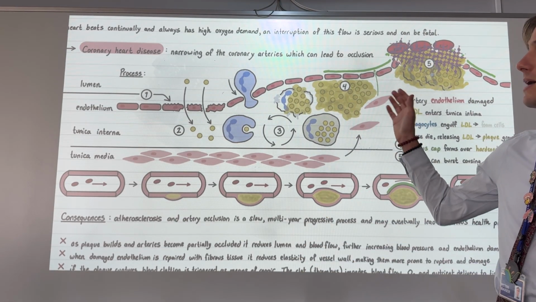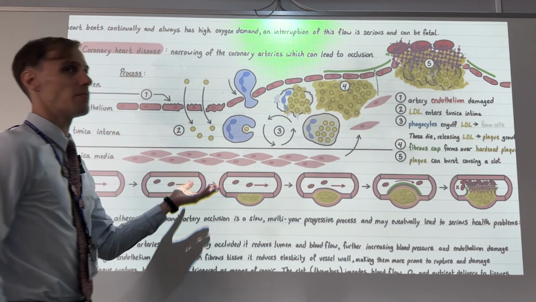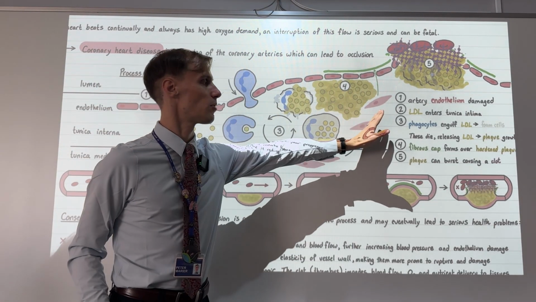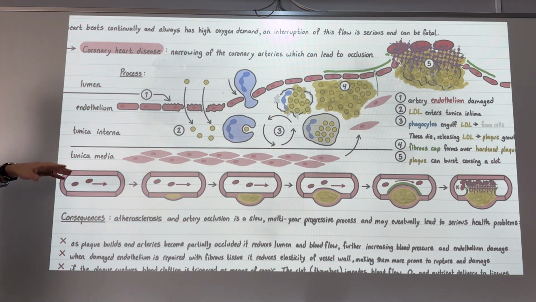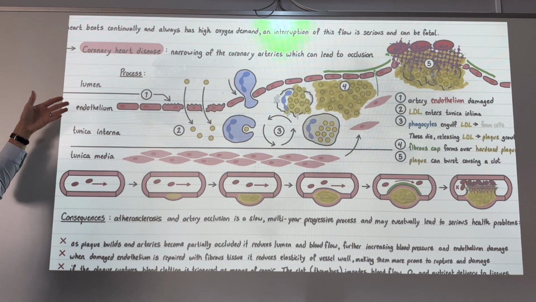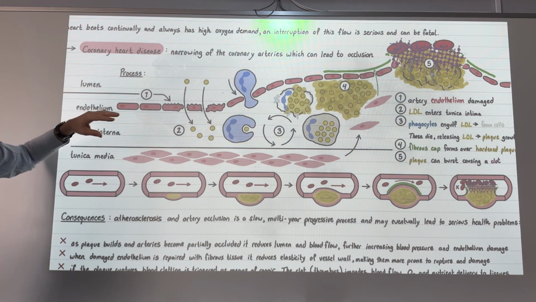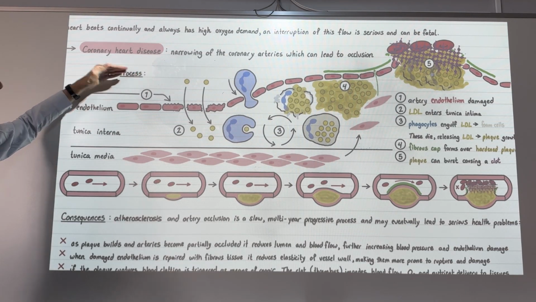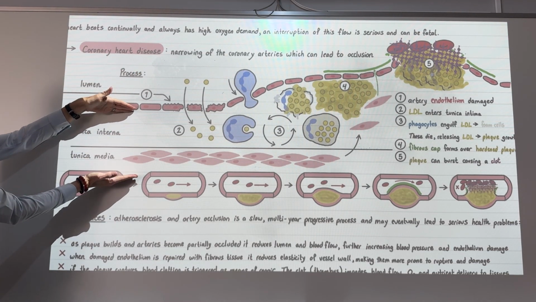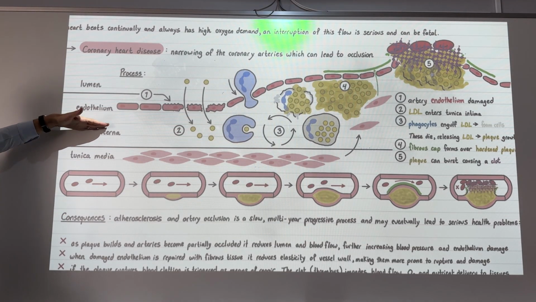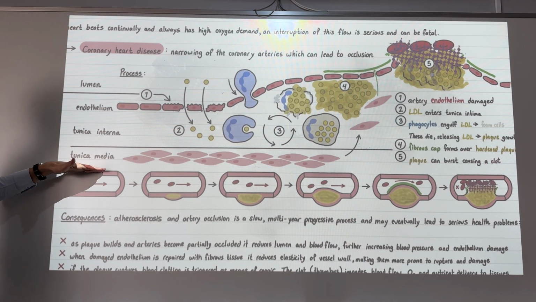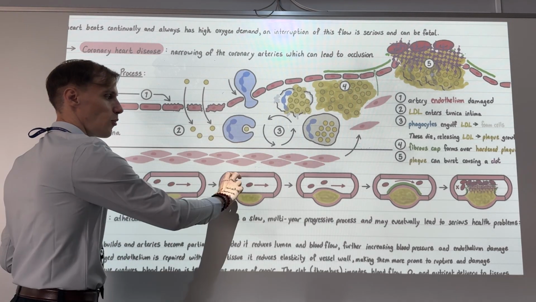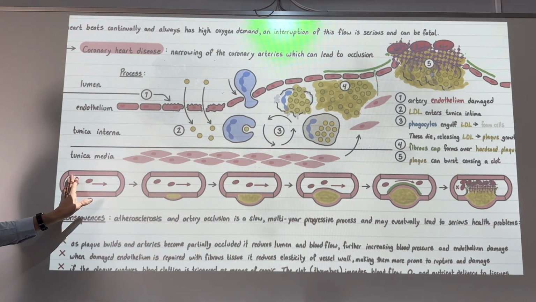So here's a step-by-step process of the development of coronary heart disease. I tried to draw it from left to right. So firstly, and just for clarification, what exactly are you looking at here? This right here would be the lumen of your blood vessel. This would be the actual tissue layers beneath. So this would be the tunica interna and then the tunica media. Underneath is basically an overall cross-section of what's happening to your blood vessel over time.